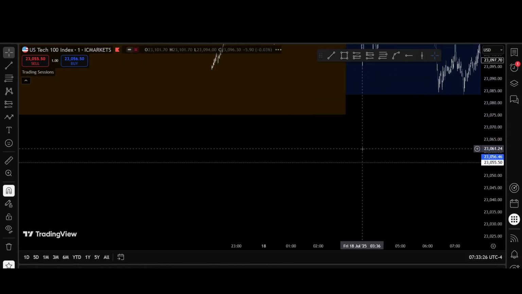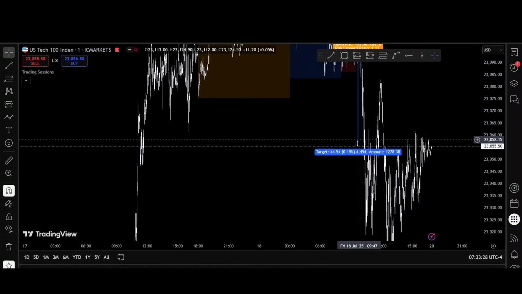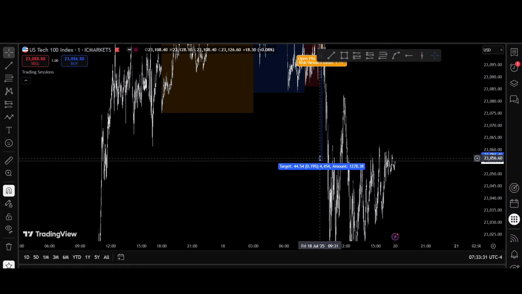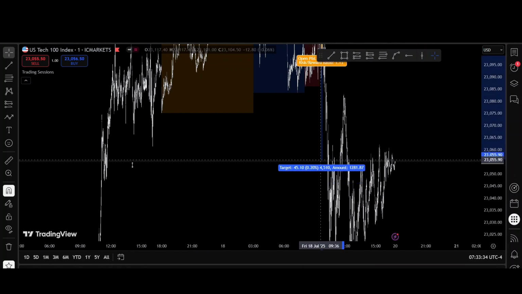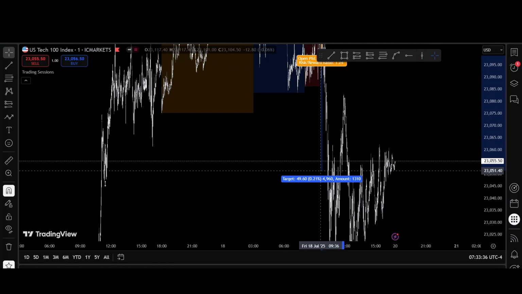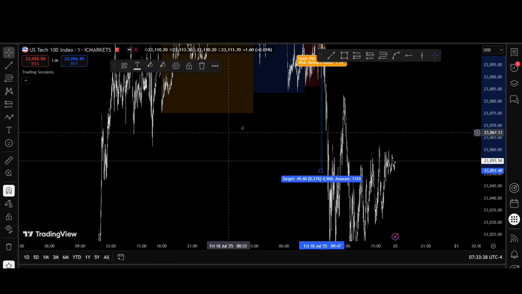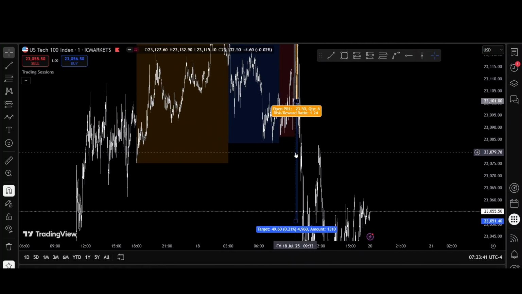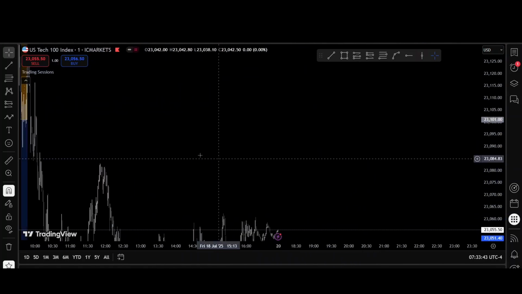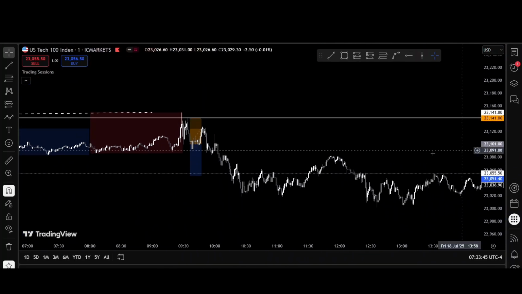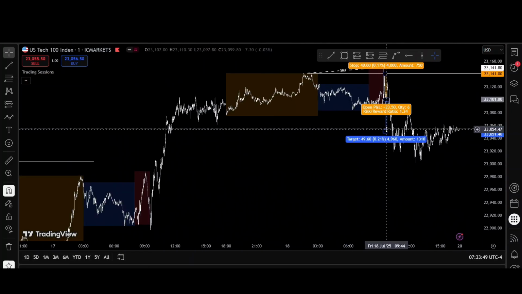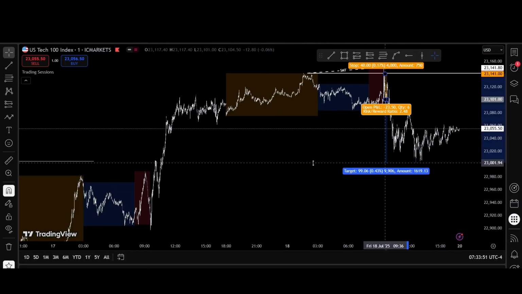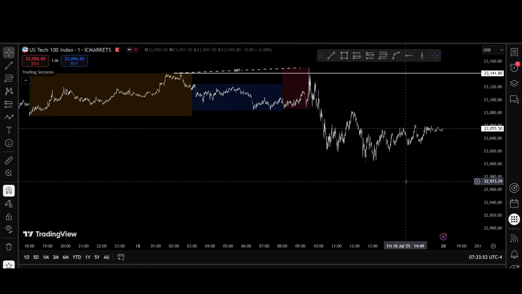and targeting whatever draw on liquidity there is, bro. We could target this. Oh, could target these lows, these lows, these lows. It's all great trades. Unfortunately, I didn't take a trade yesterday. I was out. Risk to reward isn't that great either, bro, because the stop loss is pretty high. But you could target more lows. There's so many lows for you to target.